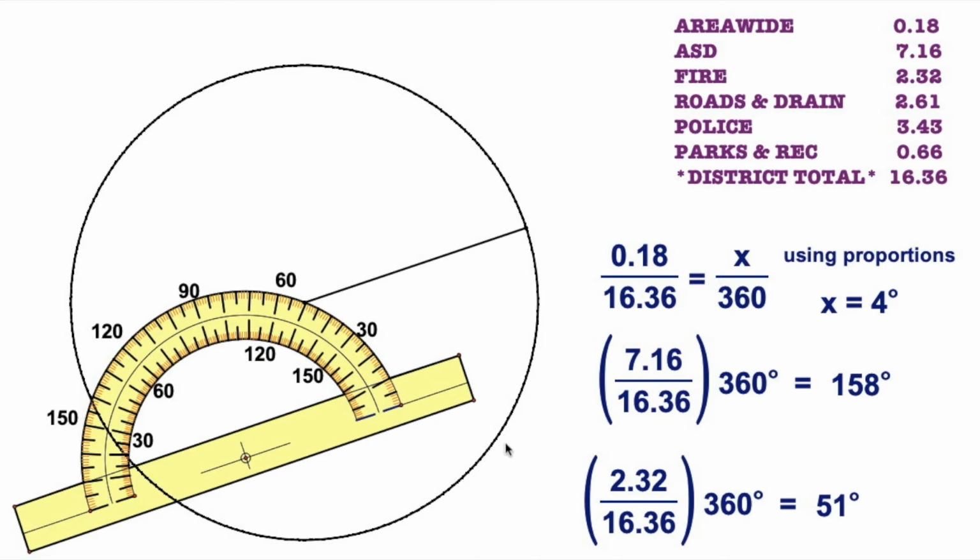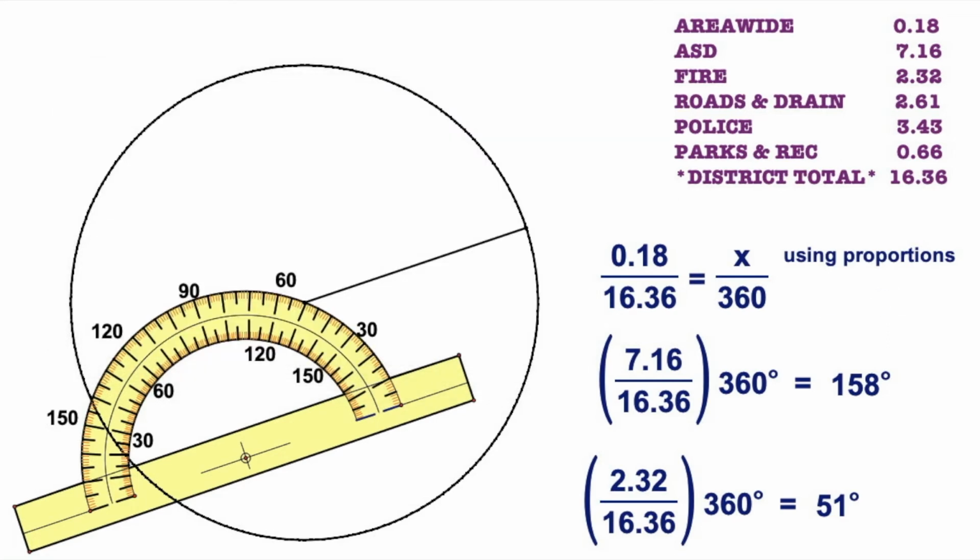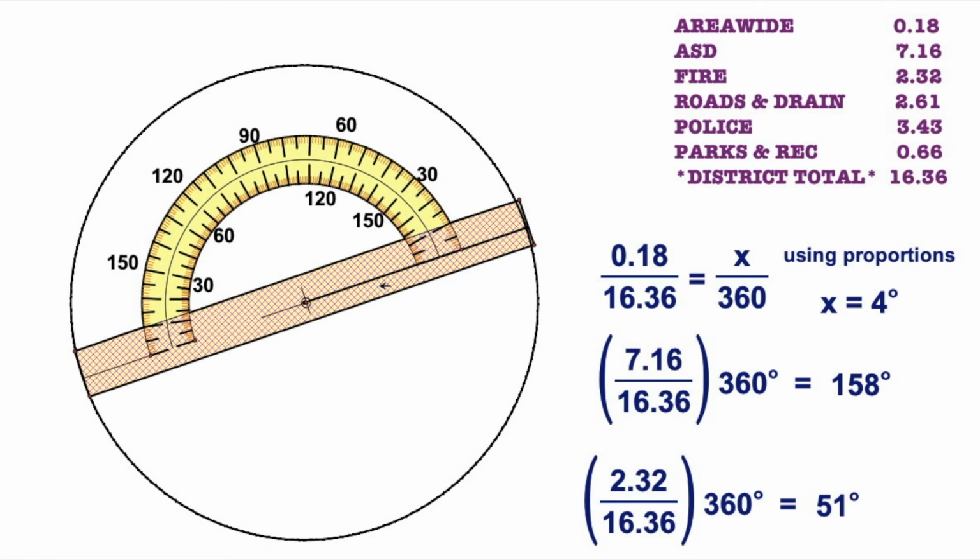If you are using a proportion, we're trying to use different math skills here. You would take your 360 and multiply it times 0.18, then take that product and divide by 16.36. And there you go, as close as I can see. Honestly, if you can measure within 1 degree, you're doing pretty darn good. So we're going to say that one is about 4 degrees. 4 degrees, really small.